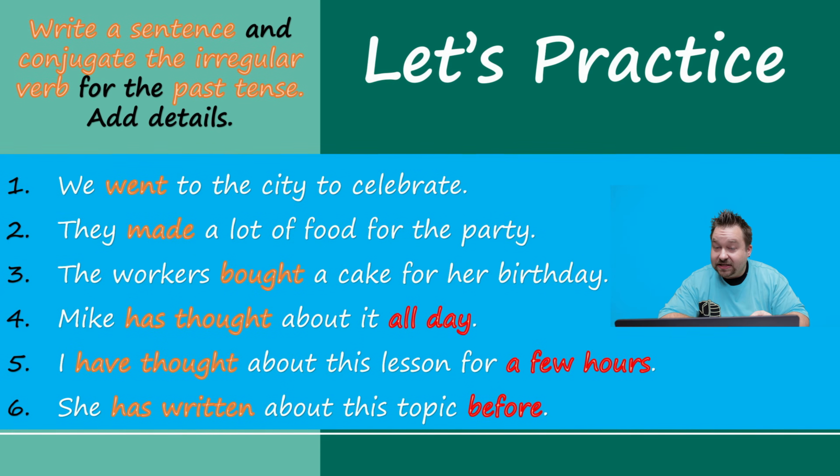Now here we go, 4, 5, and 6. Yours might be different. Mike has, okay? Because we have to make sure that those two match. Mike has what? Past tense verb, thought. Okay, Mike has thought about it, about something, right? Now I said add time, right? All day. So that means this whole day so far till now, right? He woke up and he was thinking about it. Earlier, an hour ago, he was still thinking about it all day. Until now, right? That's what this sentence means.